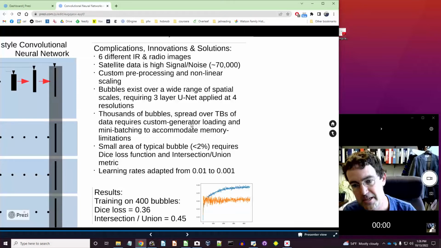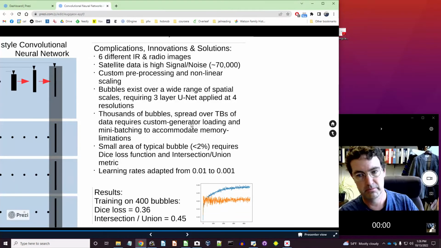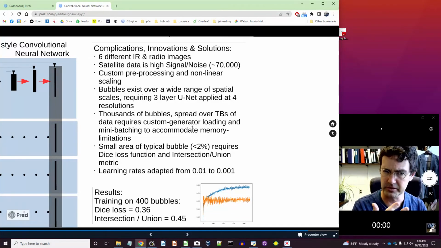The first I've already mentioned. The first adaptation was using 6 different colors instead of 3, to allow a wider range of input information. Second, these satellite data are extremely high signal to noise. These instruments cost hundreds of millions of dollars to build and launch, and one result of all that money and effort is that the data are extremely high signal to noise. Something like 70,000 is typical.